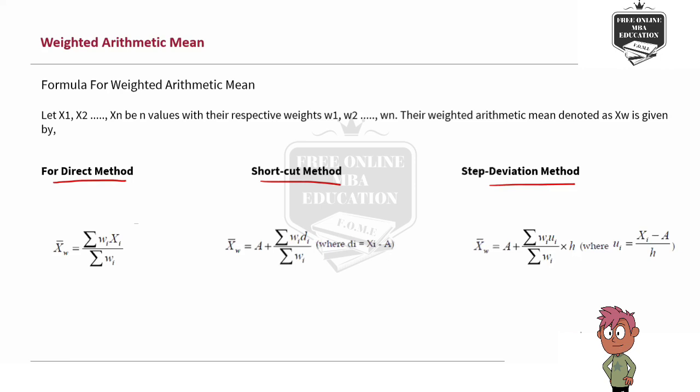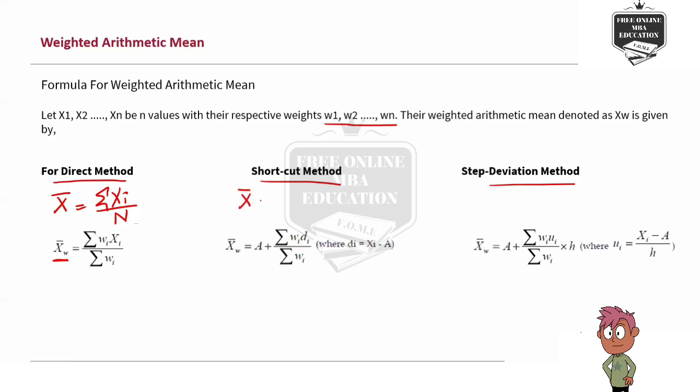When the weights are given, W1, W2, for respective X1, X2, and so on, then the normal mean is denoted by summation xi over n. That is the total. Now, the weighted arithmetic mean is denoted by summation wi xi, multiplying the xi's with the weights, upon the total weights.